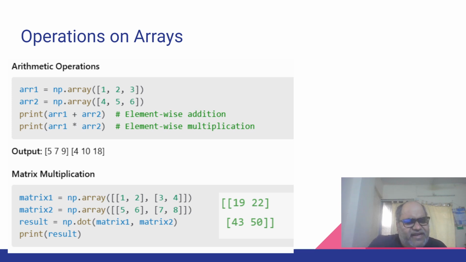Matrix multiplication: again, you can do it either by calling np dot, as you see here, or you can simply call array1 at the rate of array2. So rather than using a star symbol, you can use the at the rate symbol.